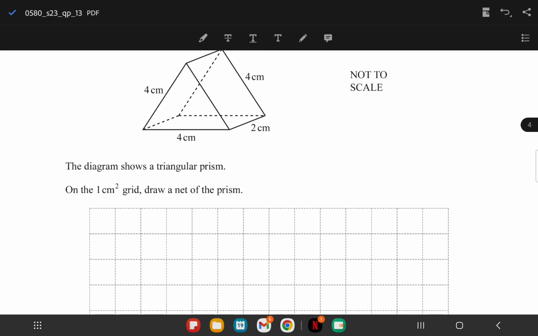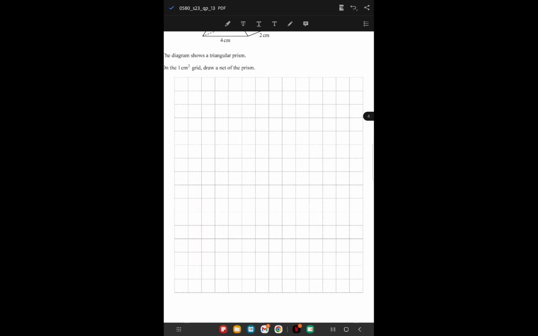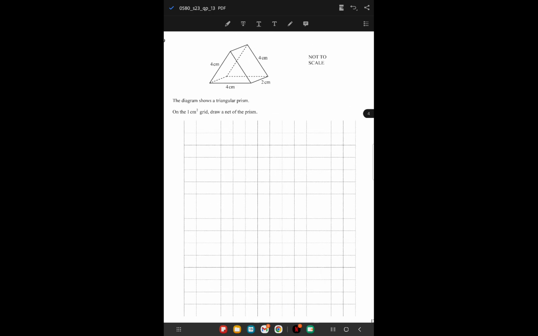Okay. Right, now we have a triangular prism. On the 1 square centimeter grid, draw a net of the prism. So I'm just going to flip the screen over so that I have everything in perspective. Maybe a bit smaller, but bear with me. Okay, there we go. So we are meant to draw the net of that prism. It's a triangular prism. It has 2 triangles and 1, 2, 3 rectangles. So I'm going to start with one of the bases, the base right at the bottom, that one there. That's the one that I am going to draw first.